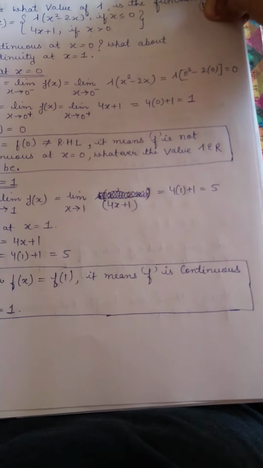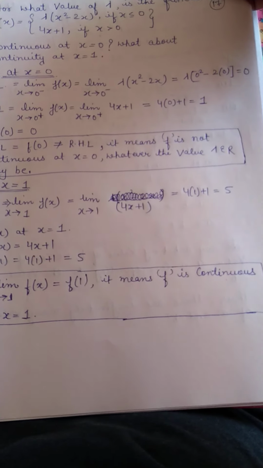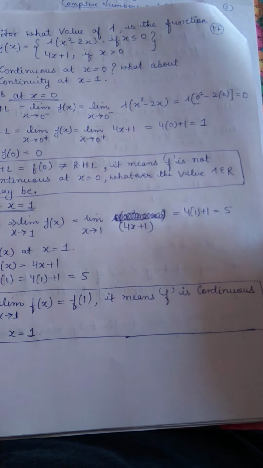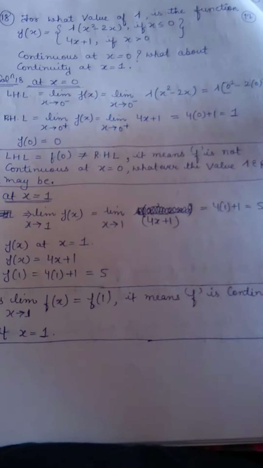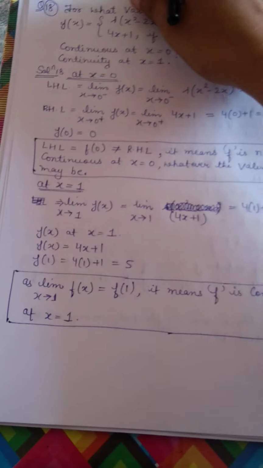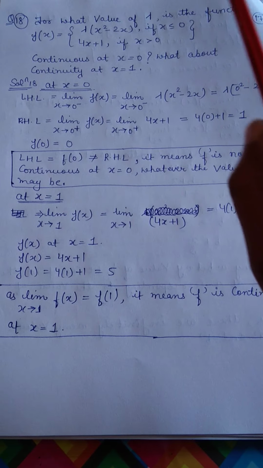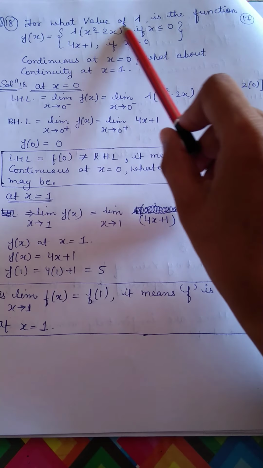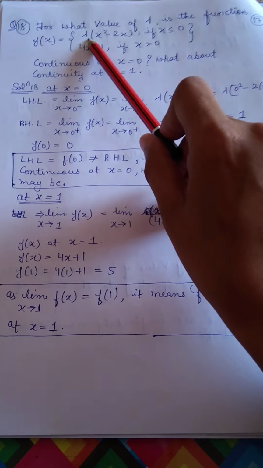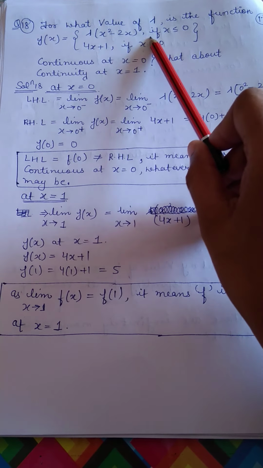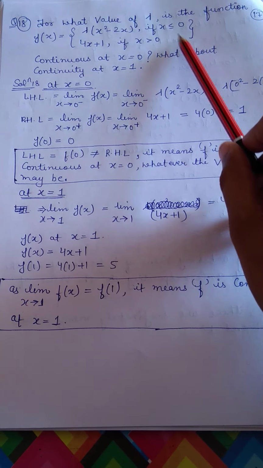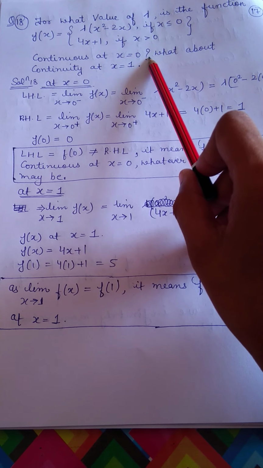Because we have done almost 14, 15, 16, 17, 18, 5 questions, that is much more than enough. Now just do it fast. For what value of lambda is the function f(x) equal to lambda x square minus 2x if x less than 0, 4x plus 1 if x greater than 0, continuous at x is equal to 0. What about continuity at x is equal to 1?